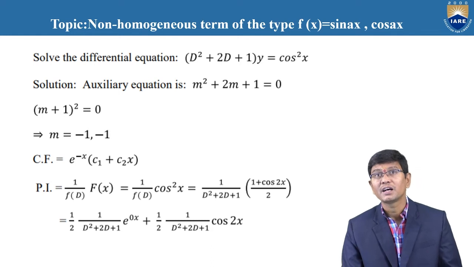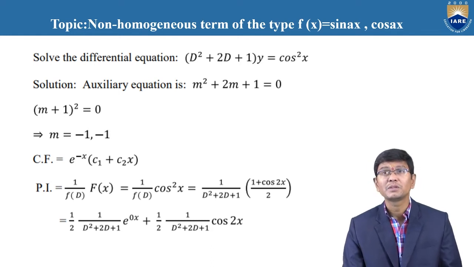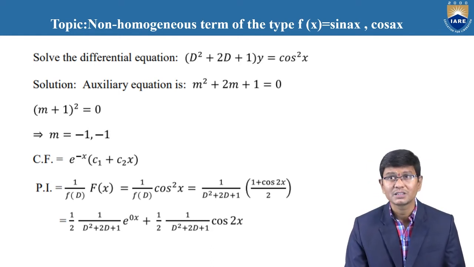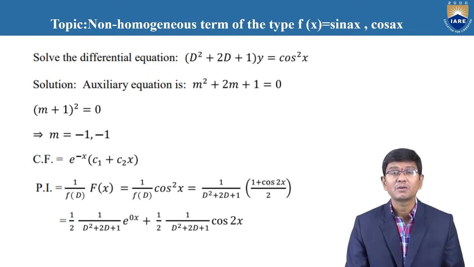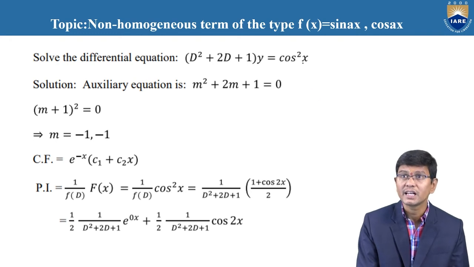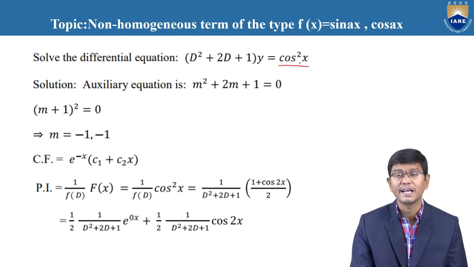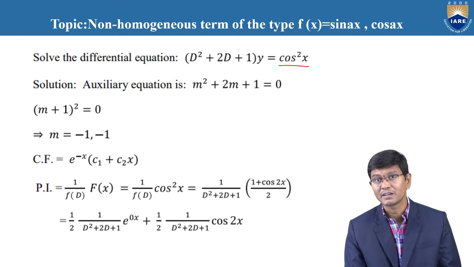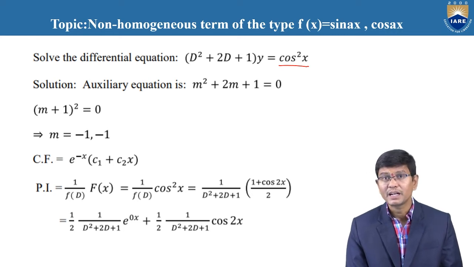One more example: solve the differential equation (D square plus 2D plus 1) y is equal to cos square x. And here, while we observe the right side, it is not clearly in the form of cos ax. It is cos square. At the time of finding the particular integration, we need to convert it into standard form.